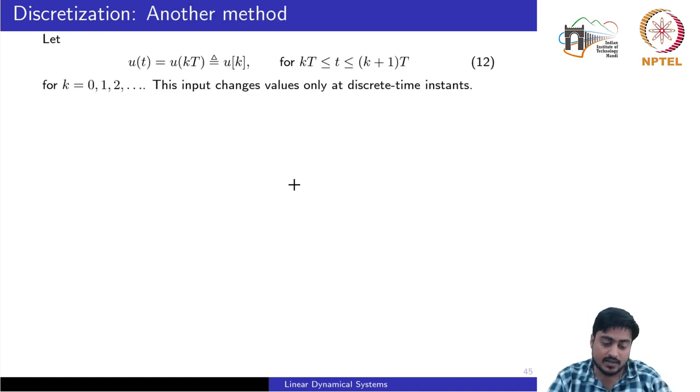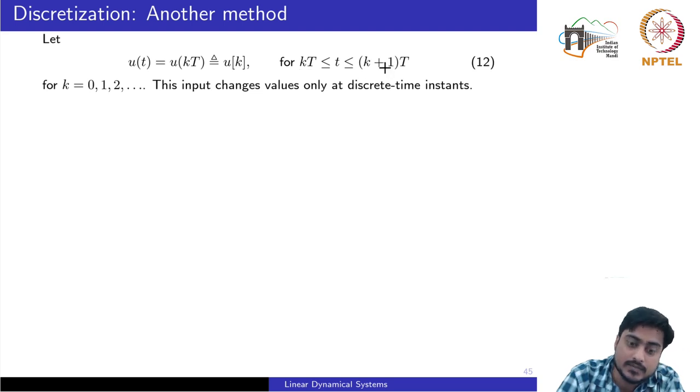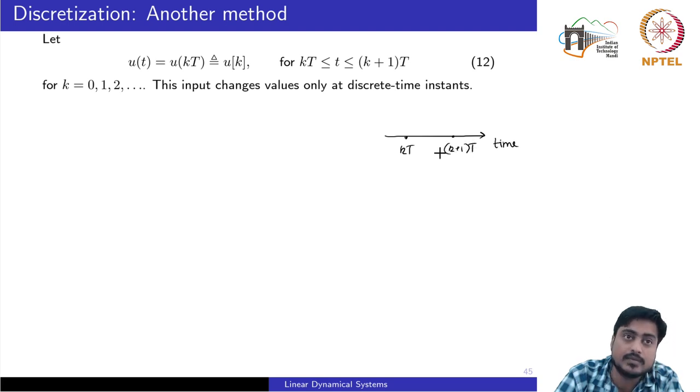Okay, so there is another method of discretization which is much more efficient, where we suppose that our u of t is equal to u of kT for t lying between kT to (k plus 1)T. This means that I am considering u as a piecewise constant signal. Say for example, let's consider this time axis. This instant is my kT and this instant would be my (k plus 1)T, that is my sample time in the kth instant.